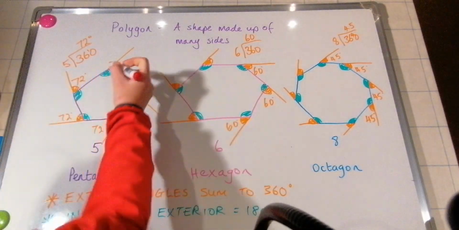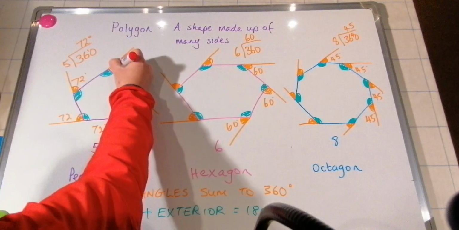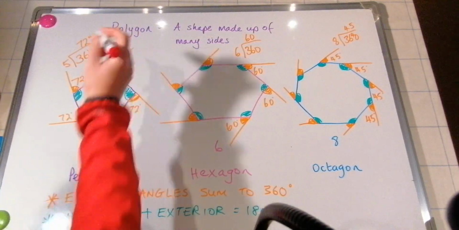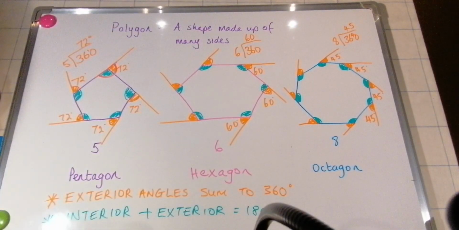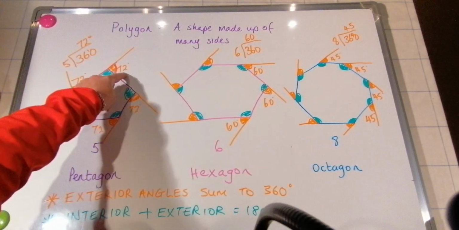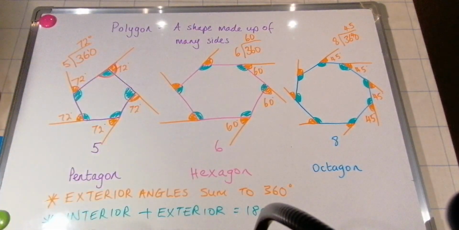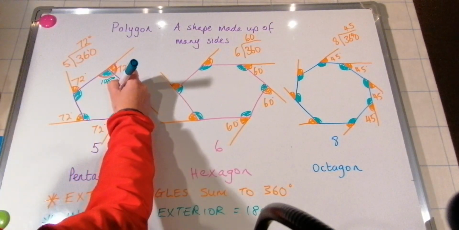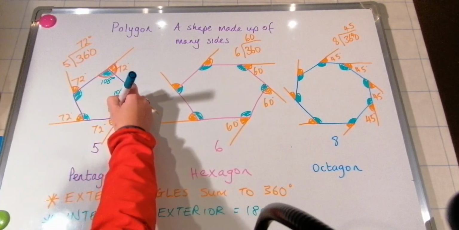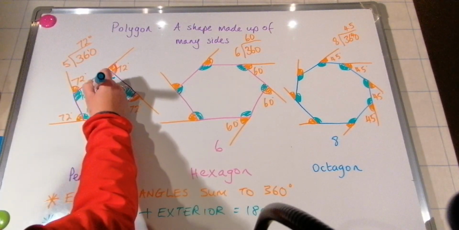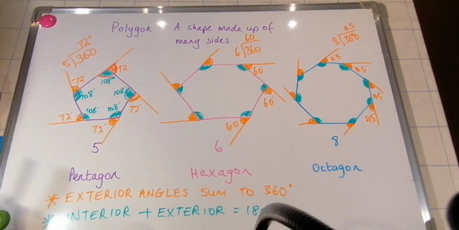You should see my exterior and my interior are sitting there along that straight line, so they should add up to 180 all the time. So 1 exterior plus 1 interior equals 180. If all that's 180, I've got 72 so far, take your 72 away from your 180 and you'll be left with 108 degrees. So every single one of the angles inside my pentagon is 108 degrees. Same idea now with my hexagon.